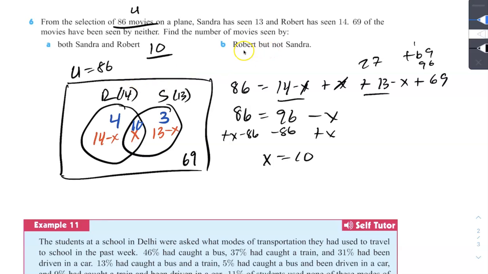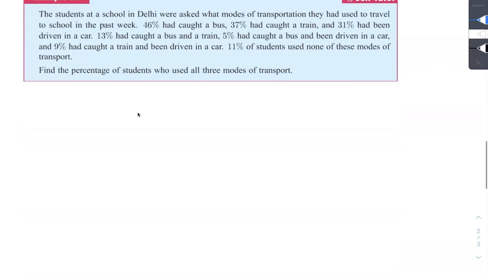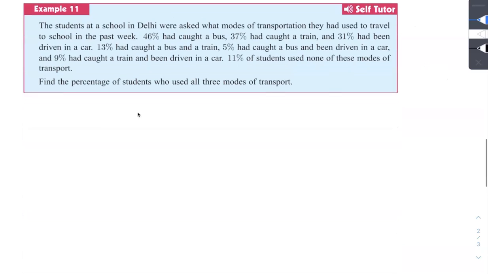So the question is, how many movies has Robert but not Sandra seen? That is this portion right here. Movies Robert has seen but Sandra has not. So 4. There you go. Okay, I think the next one's the last one.